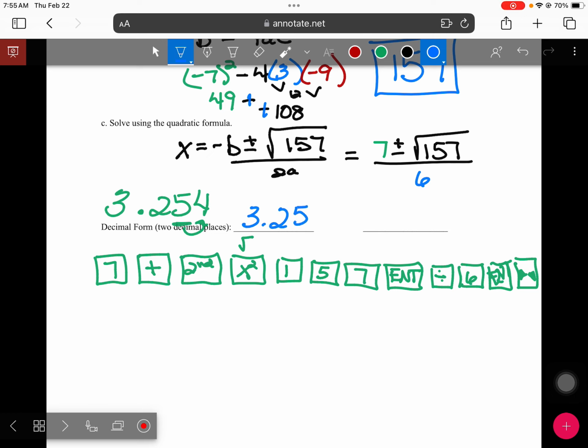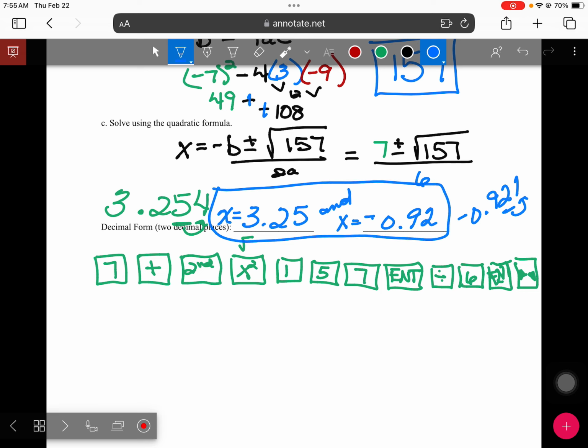And then the negative. What'd you guys get for the negative? Negative 0.92. 921. Look next door. It is not 5 or more, so x is equal to negative 0.92. There we go.